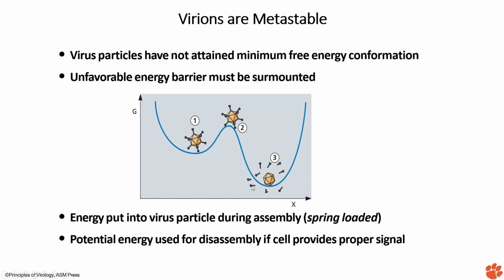Unless it goes to this minimum free energy state right here, it will not come apart. To do this, it has to go over a hump. So this is an unfavorable energy barrier that must be surmounted. So how is this achieved? This is achieved usually by a signal from the cell. And this signal is usually just binding to the receptor and a conformational change. That small conformational change will make the virus come apart at the plasma membrane, or in the endosome, or anywhere else. So that's the important part.